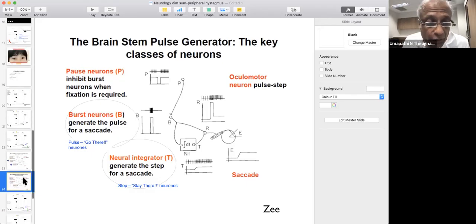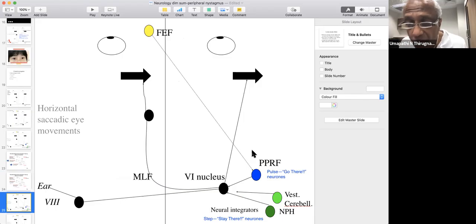Now, the go there neurons are in this nucleus called the PPRF, okay, which is a pre-nucleus that takes the command and winds it up to first gear. But after the eye starts moving, a second set of neurons, the stay there neurons, are coming in to keep the eyeball where it's supposed to be. The stay there neurons are in various nuclei within the brainstem. Some of these names are a little bit tricky. Okay, like for example, the nucleus prepositus hypoglossi. Okay, sounds like a Harry Potter charm, isn't it?